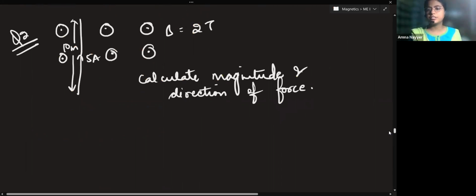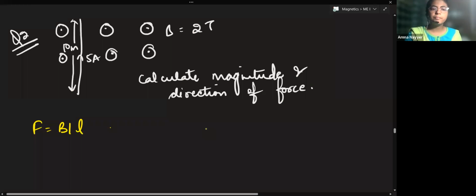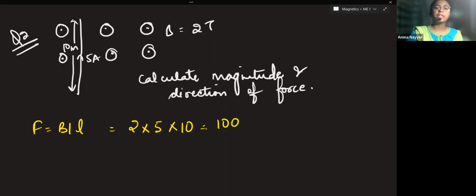Same thing here, the direction changes. So F will still be BIL. Magnetic field 2, current is 5, length is 10. So this becomes 100 Newton. Direction: current is moving upwards, but now the magnetic field is outwards. If I curl the fingers outwards, the thumb is pointing towards the I cap. So 100 Newton I cap, which is towards the right. So this way you can use this force, BIL.